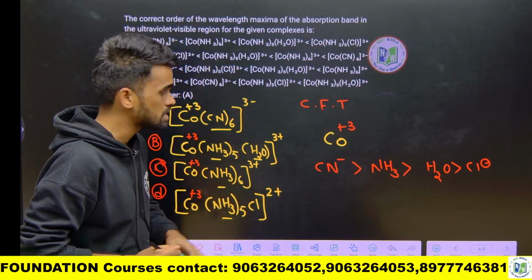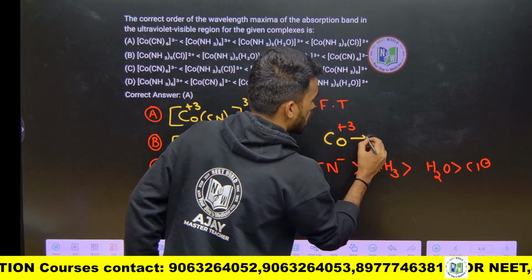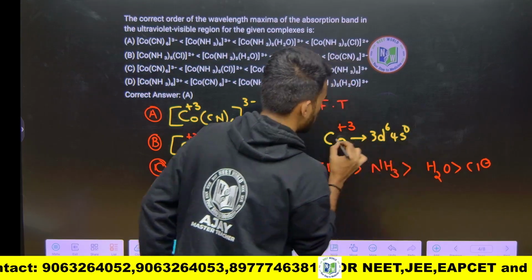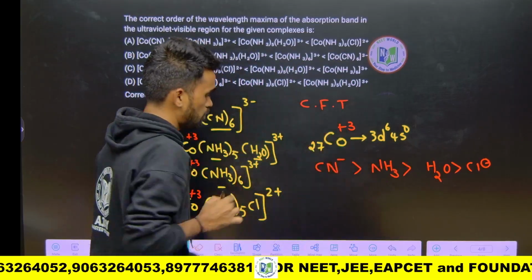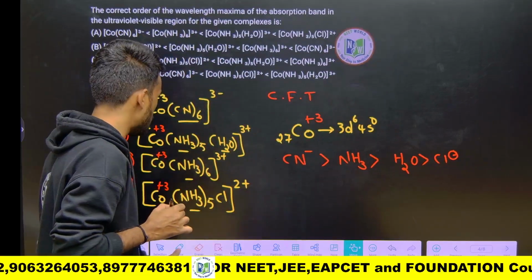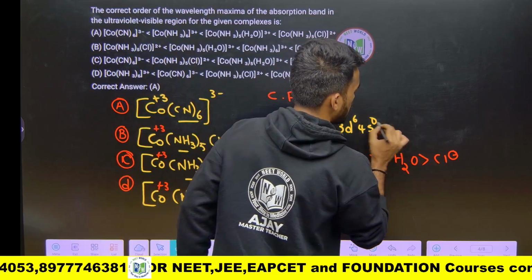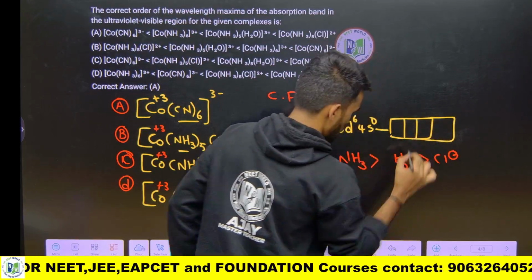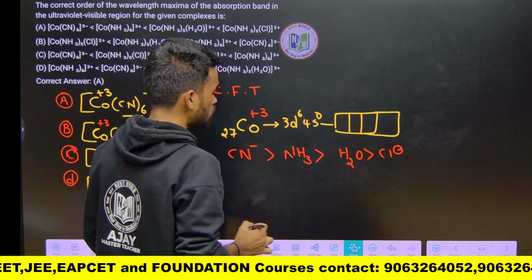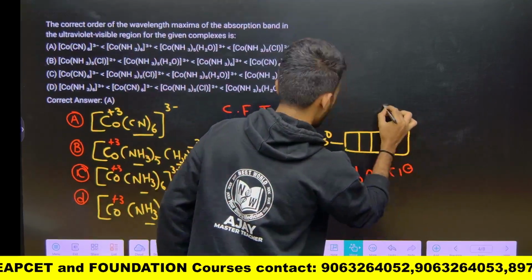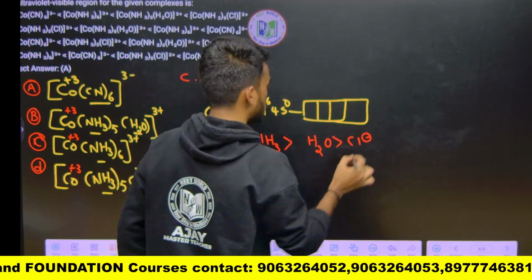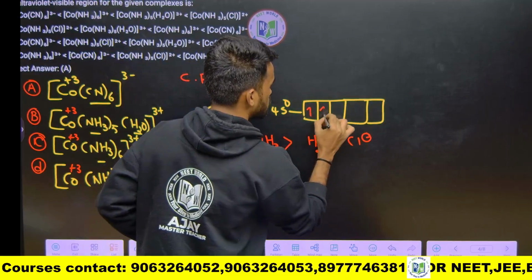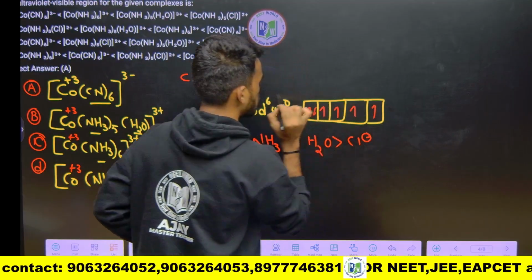Based on this, what is the electronic configuration of cobalt +3? It is 3d6 4s0. Now I can write the d orbitals in the 2 states. Let us first write the degenerate orbitals of d6. I am writing the 5 d orbitals here, and I fill them like this: 1, 2, 3, 4, 5, 6 electrons filled.